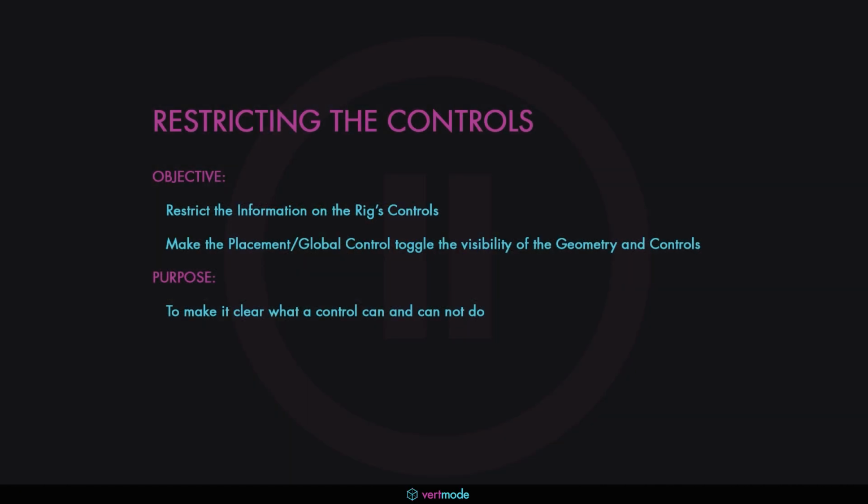So as a challenge, if you have not done so yet, what I want you to do is I want you to go ahead and restrict the information in your rig. Also, go ahead and make it so that the global control, the placement control, has the ability to toggle the visibility of the entire rig on and off, not just the controls. So go ahead and give that a shot. And once that's done, we'll do a quick rig for our prop, and then we'll be ready to start animating.